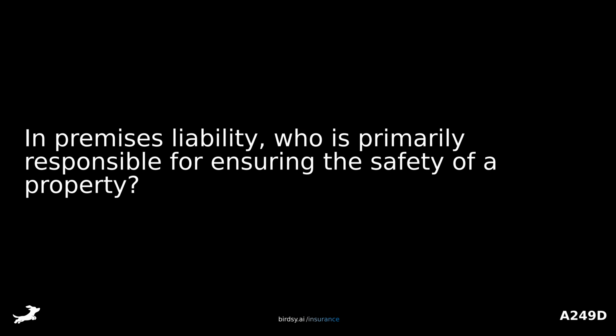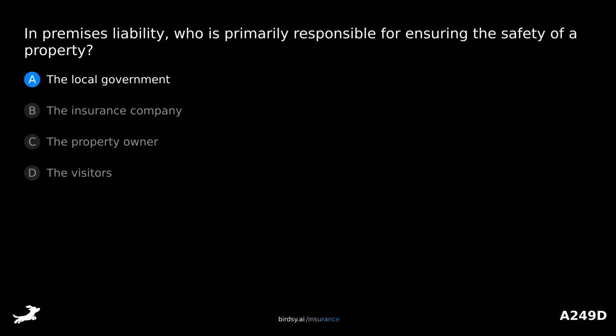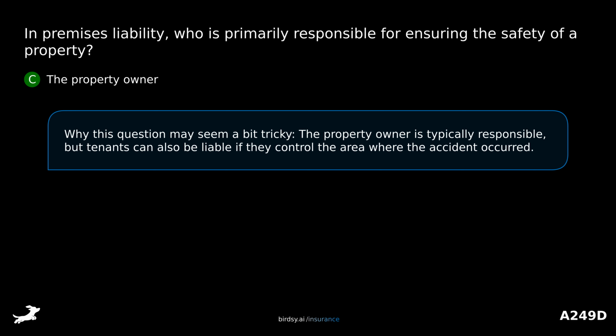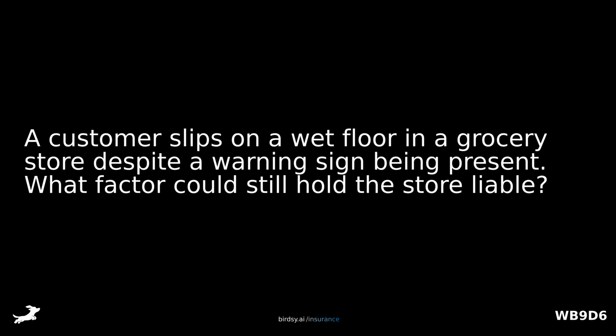In premises liability, who is primarily responsible for ensuring the safety of a property? Is it A, a local government, B, the insurance company, C, the property owner, or D, the visitors? The answer is C, the property owner. Why this question may seem a bit tricky. The property owner is typically responsible, but tenants can also be liable if they control the area where the accident occurred.